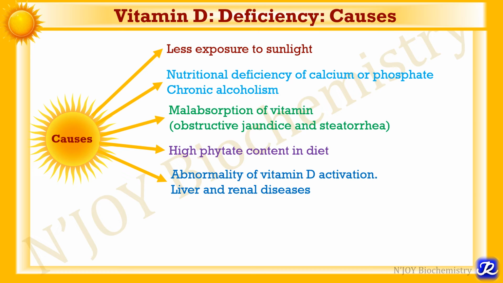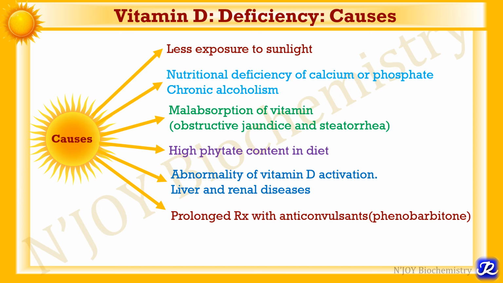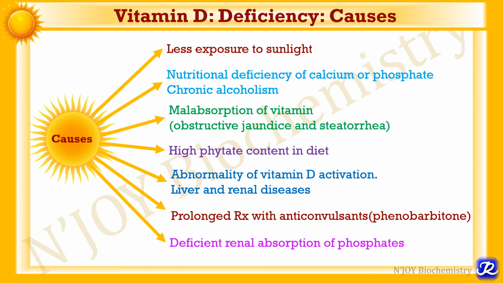And whenever there is abnormality of vitamin D activation, if there is a liver disease or renal disease, then vitamin D activation, that is 25 hydroxylation and 1 alpha hydroxylation, is impaired. Prolonged treatment with anticonvulsants like phenobarbital or phenytoin can also lead to deficiency. And deficient renal absorption of phosphate also leads to deficiency of calcium.